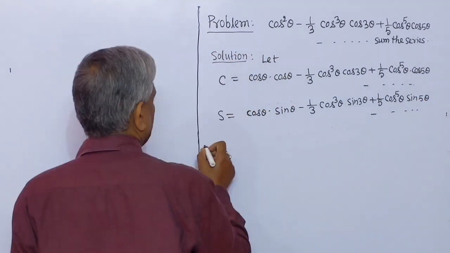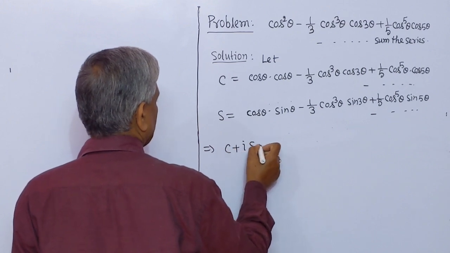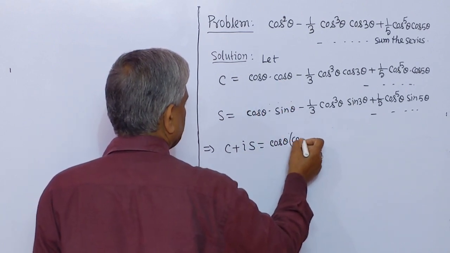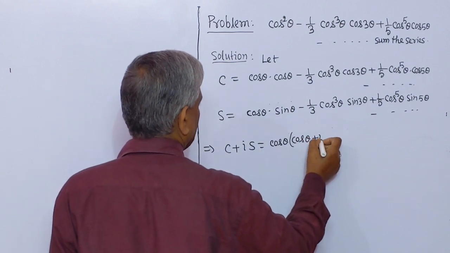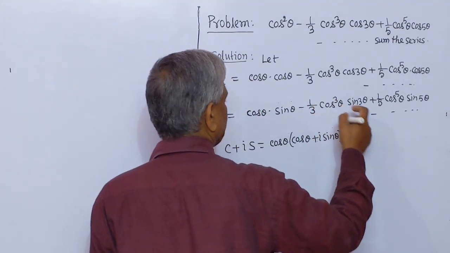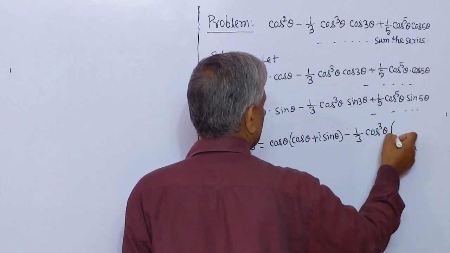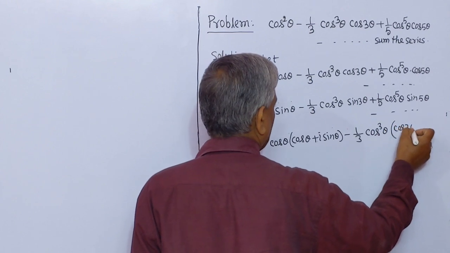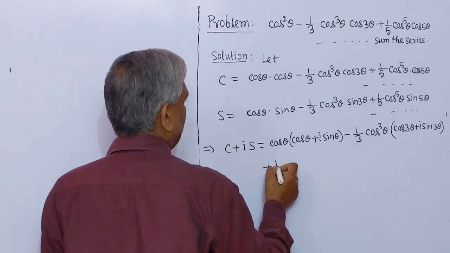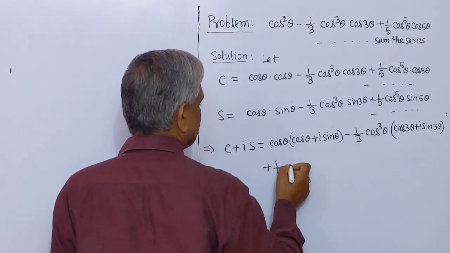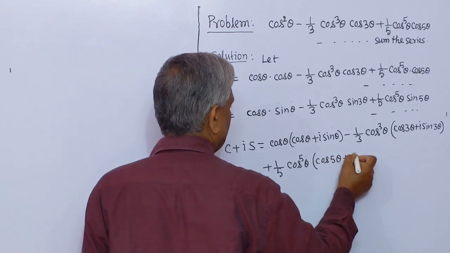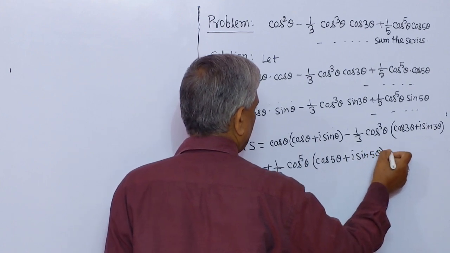minus dot dot dot, which implies that C plus iS is equal to cos theta common, here cos theta plus i sin theta, minus 1 by 3, we take common cos cube theta, here cos 3 theta plus i sin 3 theta, plus 1 by 5, we take common cos to the power 5 theta, cos 5 theta plus i sin 5 theta, minus dot dot dot.